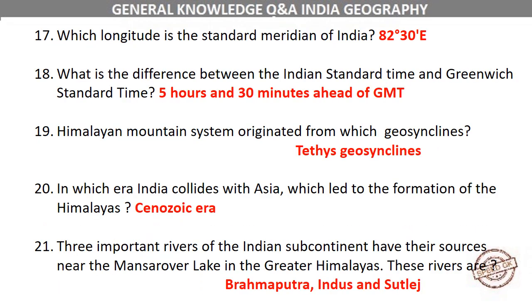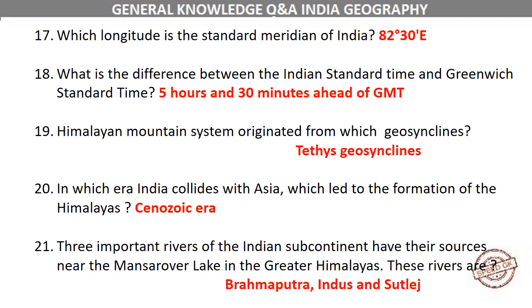Which longitude is the standard meridian of India? 82°30' east. What is the difference between the Indian Standard Time and Greenwich Standard Time? 5 hours and 30 minutes ahead of GMT. Himalayan mountain system originated from which geosynclines? Tethys geosynclines.